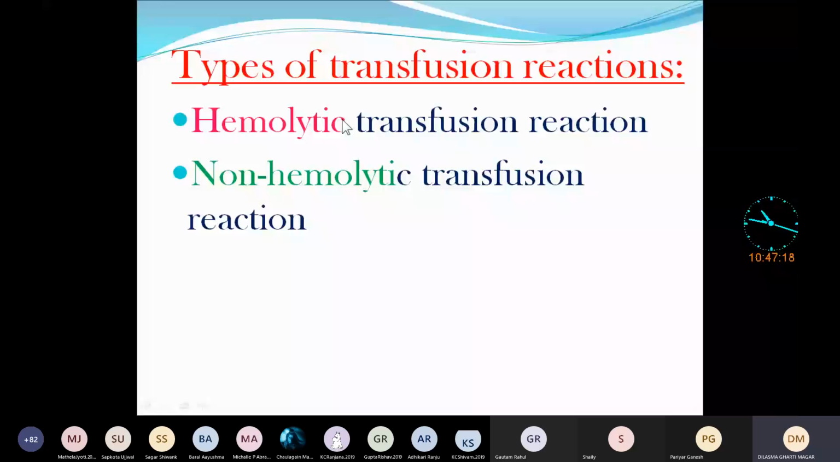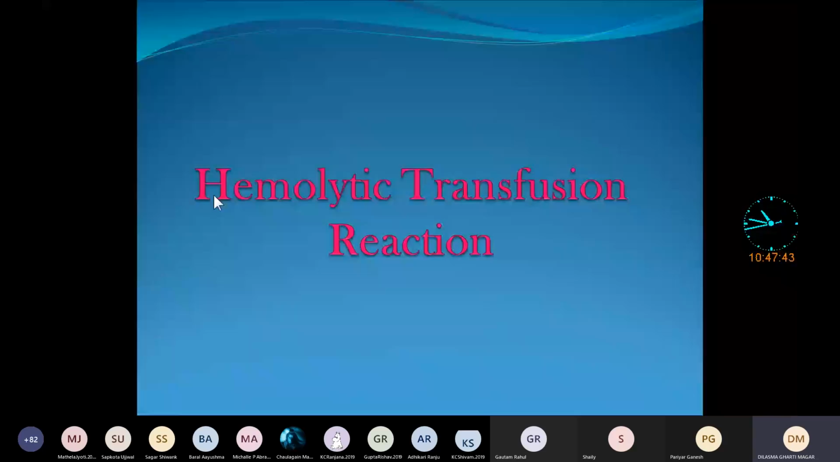So it is of 2 types. One is the hemolytic transfusion reaction, and another one is the non-hemolytic transfusion reaction. Hemolytic, as the name tells, means there will be lysis of the RBCs, and in non-hemolytic there will not be lysis of the RBCs. So now we'll come to the hemolytic transfusion reaction.